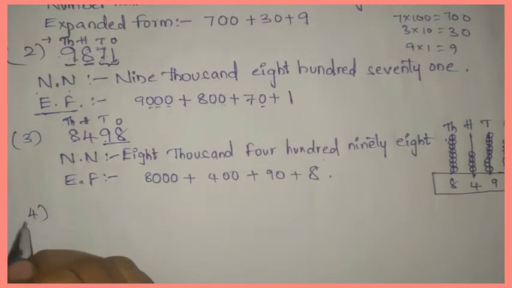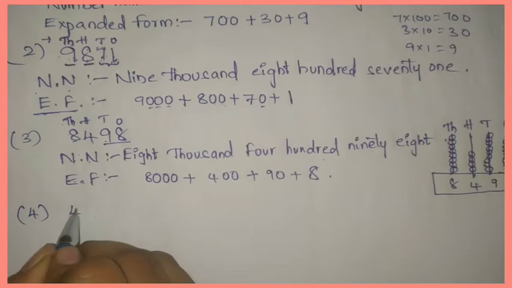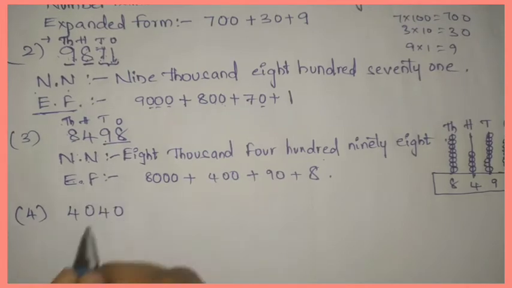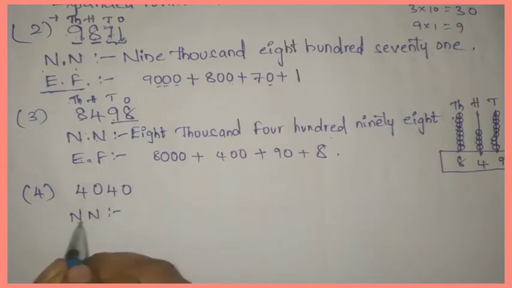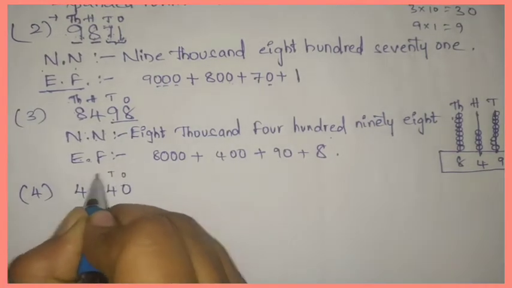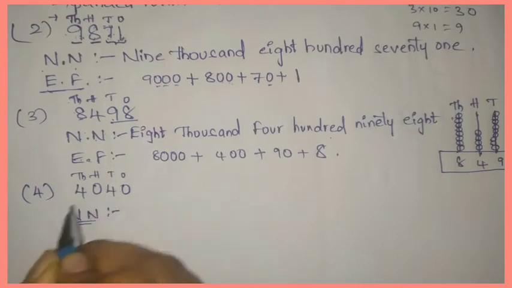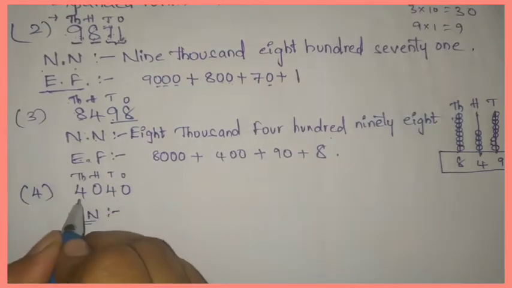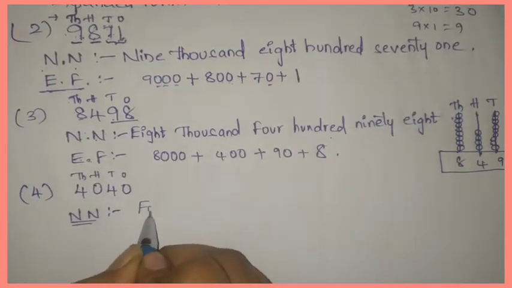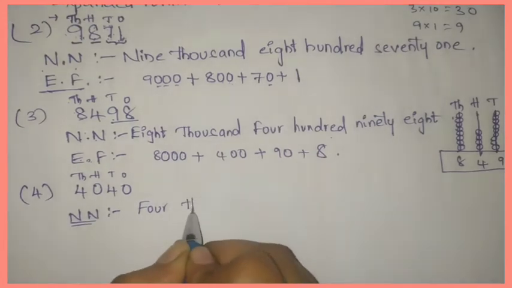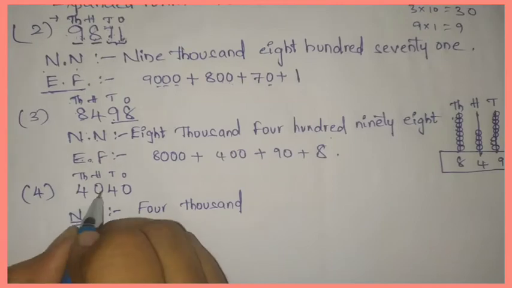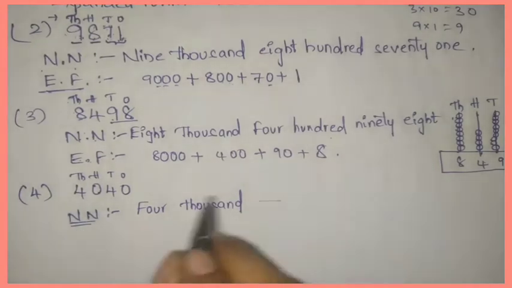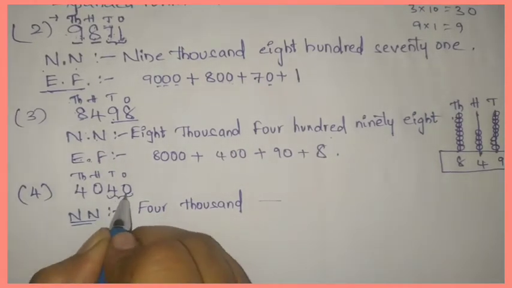Now one more example. 4040. Okay, and a number name: ones, tens, hundreds, thousands. Okay, how many thousands are here? 4. So 4,000. How many hundreds are here? 0. So no need to write. Next, what is this number? 40.